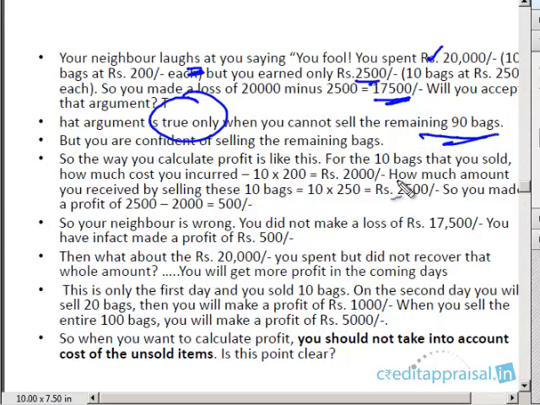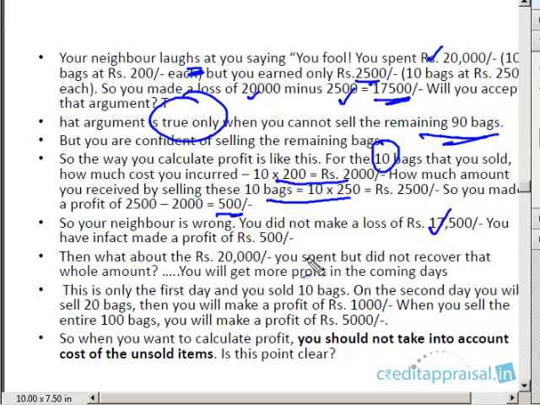His argument is true only when you cannot sell the remaining 90 bags. If you are unable to sell the remaining 90 bags, this is true. You have earned income of only 2,500 while the expense was 20,000. But if you happen to sell the remaining 90 bags, then you'll make a profit. So the correct way to calculate the profit for the first day is to take the cost of only 10 bags, 10 into 200, right? And the sale will be 10 into 250. So you made a profit of 500, right?